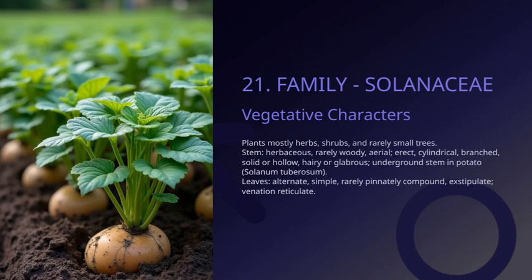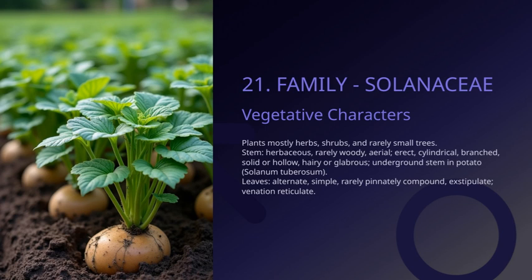Plants in this family are mostly herbs and shrubs, and in some cases they can be small trees. When we look at the stems, they are usually herbaceous, meaning soft and green and rarely woody. They tend to be aerial, growing above the ground, and have an erect and cylindrical shape. These stems can be branched, and they may be solid or hollow. Sometimes they can be hairy, or they might be smooth and hairless, which we call glabrous. An interesting point is that some plants, like potatoes, have underground stems. In the case of potatoes, the species is Solanum tuberosum.